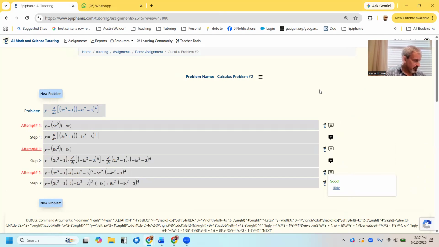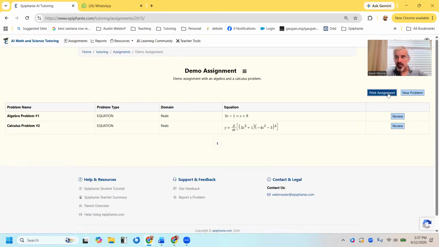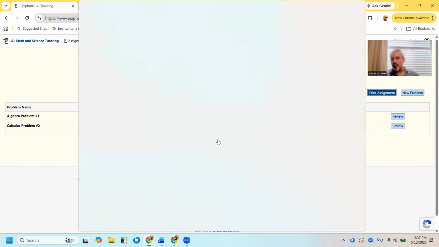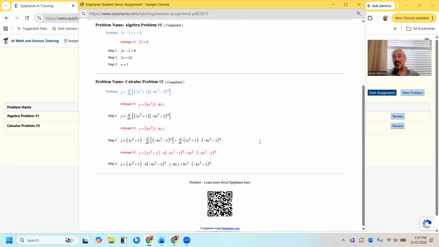One more thing I want to point out here. Let's go back to this assignment. And if I want to, I can print this assignment out and turn it in. It also includes all of the mistakes. We want to show the mistakes. It's not a bad thing to show the mistakes. That's what helps teachers help us learn. That's what helps tutors help us learn. Teachers can comment, but this is just the work. There's also some QR codes so people can connect with this if they want to.